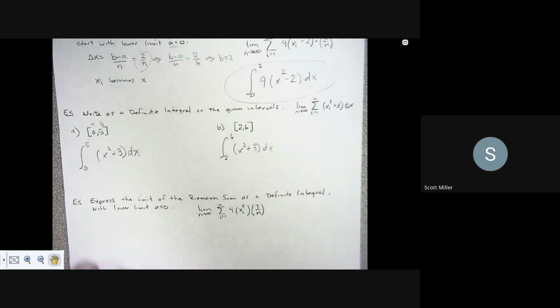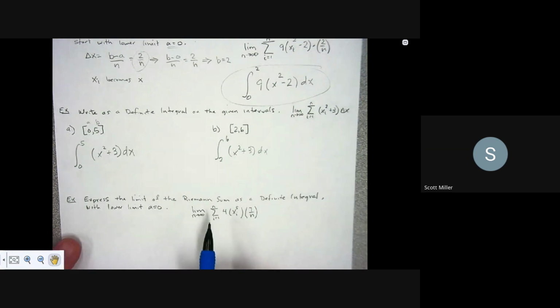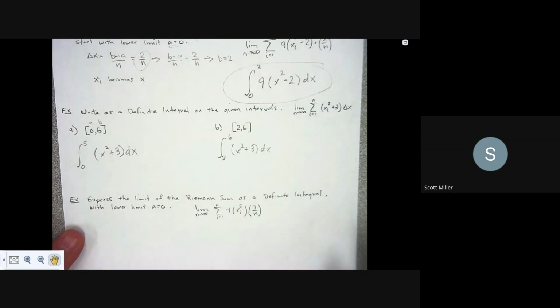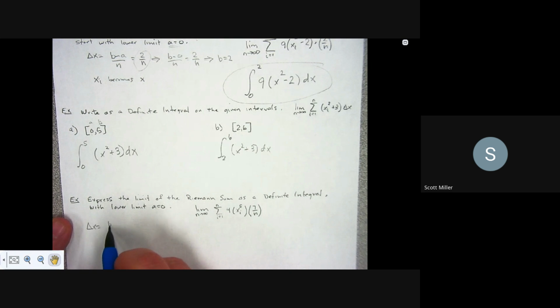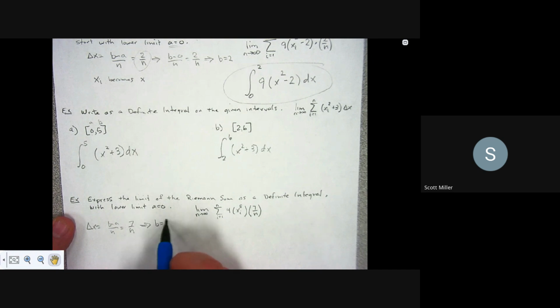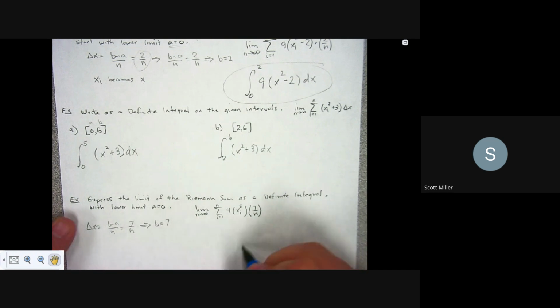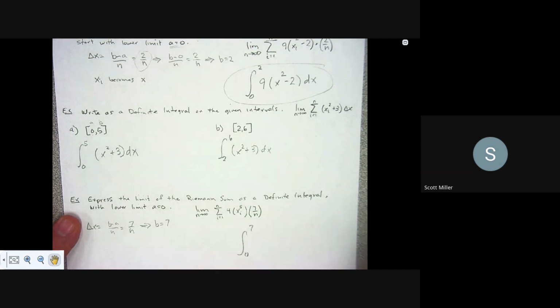Here's another one down here. So how do I do this one if I'm going to have a equals 0 again? It's the same kind of problem we did up in the original one. We have to find the b value, which we don't know. So I know that delta x is equal to b minus a over n. a is going to be 0, and this has to be 7 over n. And so then this leads me again to say that b must be equal to 7. So I know that this is going to be an integration from 0 to 7.